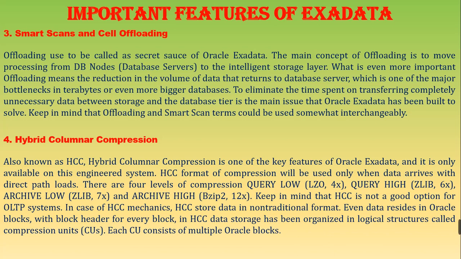Okay. And then number 4, hybrid columnar compression. Also known as HCC, hybrid columnar compression is one of the key features of Oracle Exadata, and it's only available on the engineered system. HCC compression will be used only when data arrives with direct path loads. There are 4 levels of compression: query low, LZO, 4x; query high, zlib, 6x; archive low, zlib, 7x; and archive high, bzip2, 12x. Keep in mind that HCC is not a good option for OLTP systems.